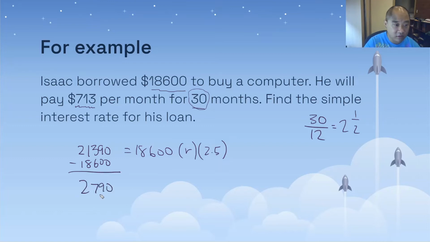What did I say earlier? I don't remember, but this is the correct number. 2790 equals 18,600 times R times 2.5.